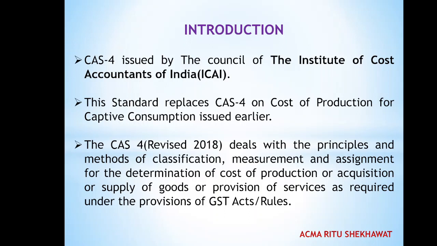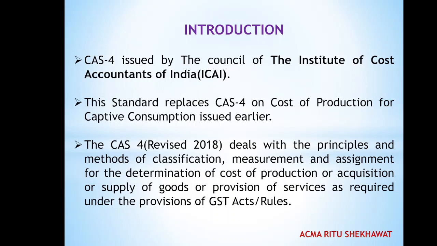Listen carefully. Now the rules have been changed, but for supply of goods and services, the cost of production doesn't change. CAS 4 is the principle only. Earlier it was the same, now it's also the same. CAS 4 is the principle of cost of production, which we need to use in a business or industry. The concept of production or manufacture is relevant under GST law, where the supply of goods and services are both determined on the basis of cost.